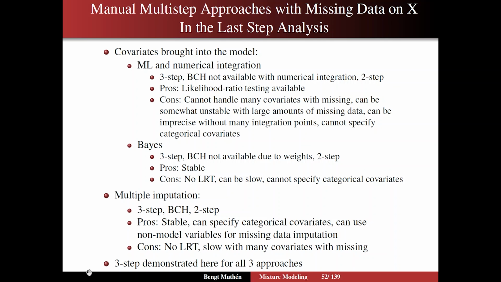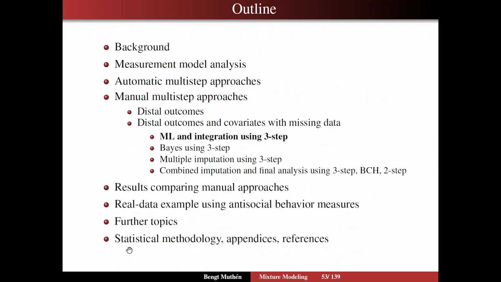Now, the one method that is available for all of these three different approaches is 3-step. So we're going to demonstrate 3-step here only, but as an exercise you can try 2-step, for instance, or BCH when you do multiple imputation. So where are we in the outline? Well, we're in the manual multi-step approach. We are dealing with distal outcomes and covariates with missing data, and now we're going to take a look at a first approach here, ML and integration using 3-step.